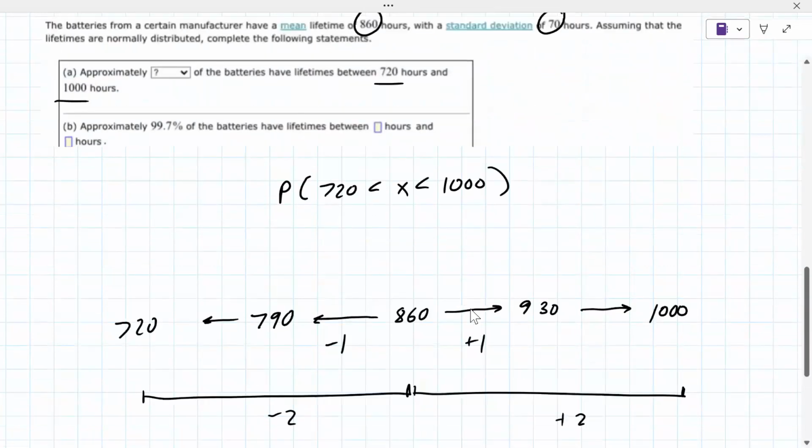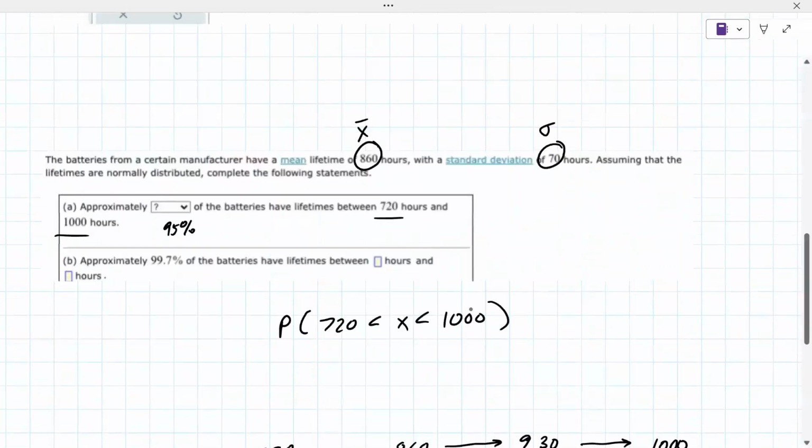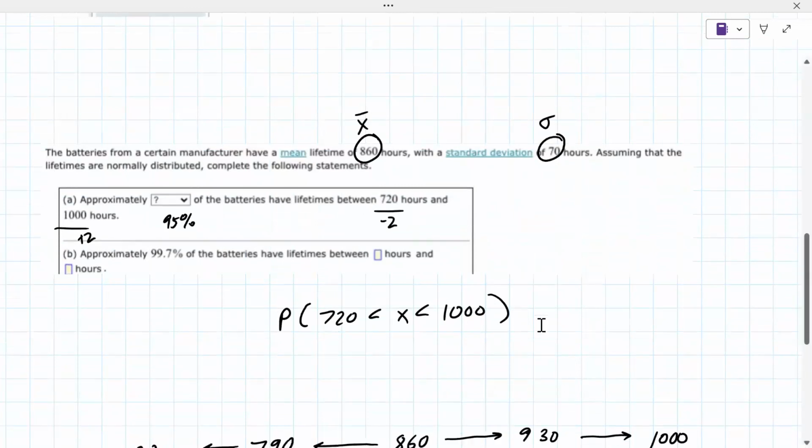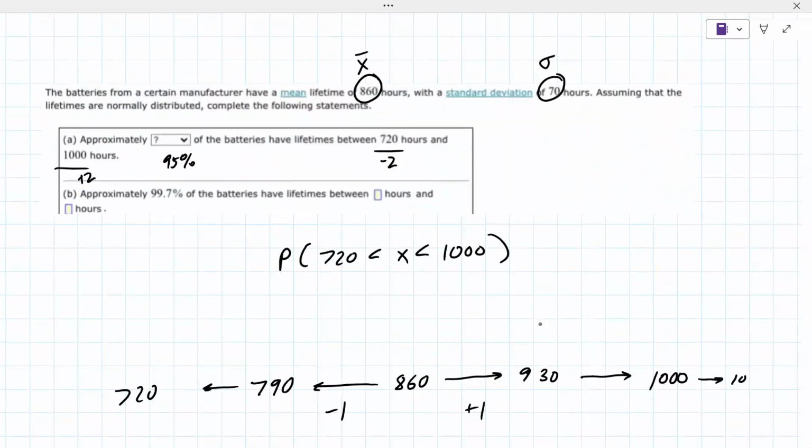So in terms of your answer, it's 95% here because this is -2 and this is +2 standard deviations away. And then the 99.7% is three standard deviations away. So we have to go out one more standard deviation on each of these. That's 1070 and 650, so it's between 650 and 1070.